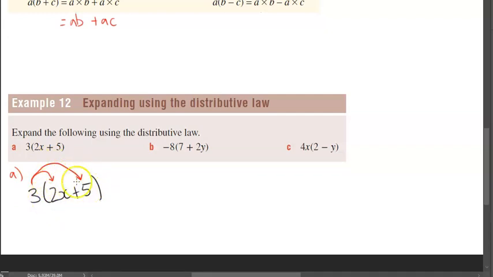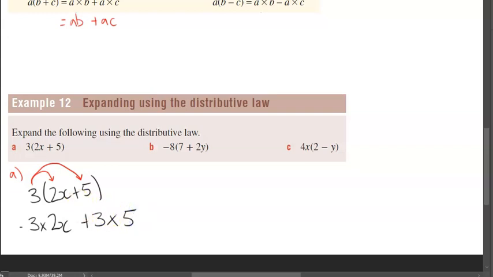So there's 2 terms that we are distributing out to, a 2x and a 5. Now I don't know what x is. X could be some number we don't know, but what we can do is expand this out. We're going to get 3 lots of 2x, so this is 3 times 2x, and we're going to add, because there's an add in the middle, 3 lots of 5.